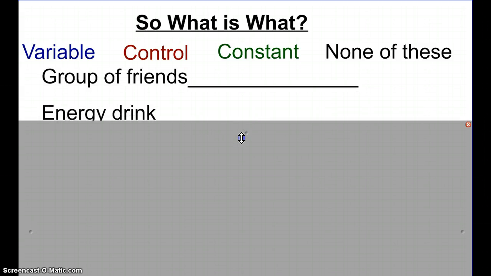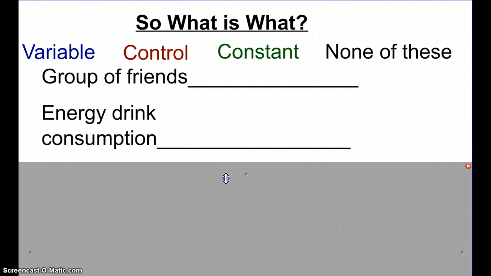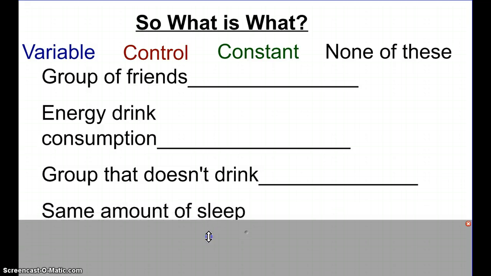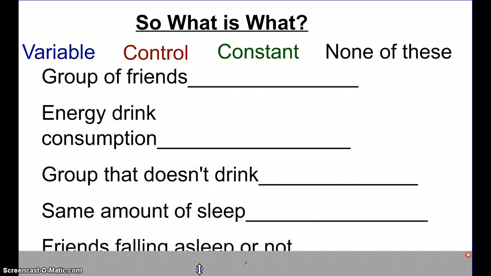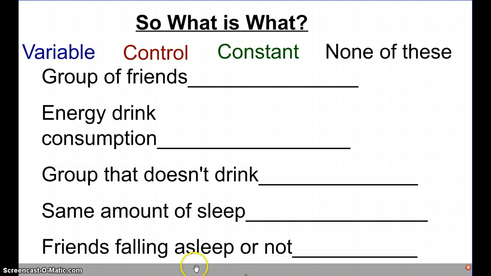So now let's see what is what in this experiment. We have the group of friends, energy drink consumption, the group that doesn't drink, the same amount of sleep between friends, and whether or not your friends are falling asleep in class. Go ahead and take a minute to figure out what is what, and we'll go ahead and review.